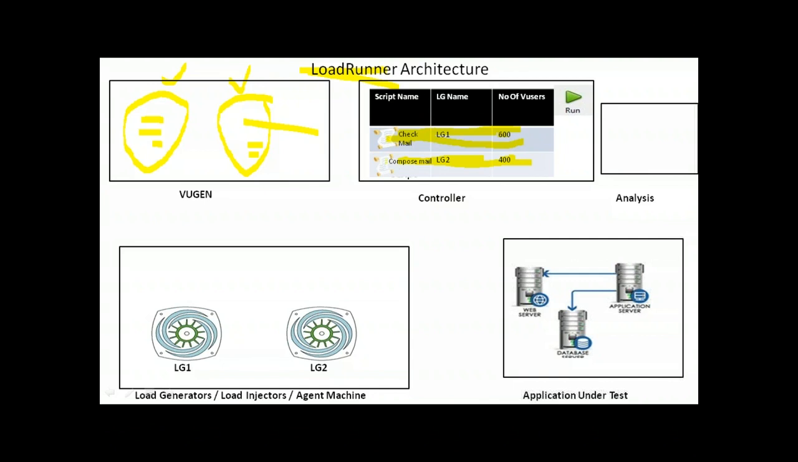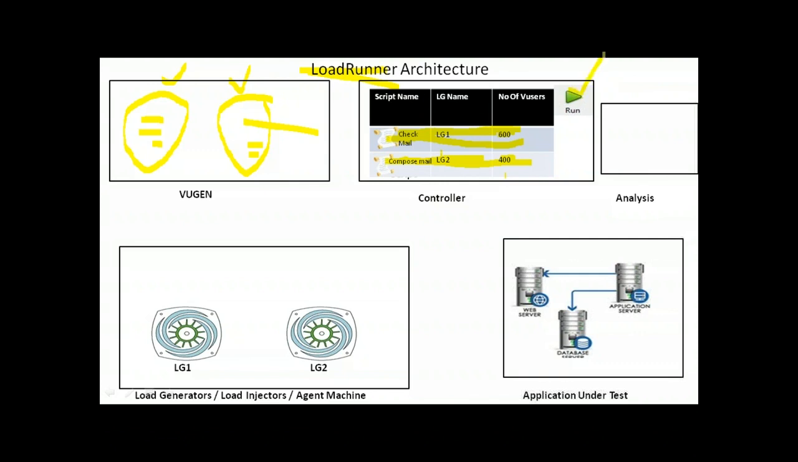Now compose mail needs to be executed with how many users? 400 users. Where are these 400 users coming from? LG2. So these LGs are the ones which will give the virtual users. If you are under the impression that the controller is creating these virtual users, you are totally at fault. The LGs are the ones creating these virtual users. So wonderful, guys. Now we have understood the purpose of the LGs.